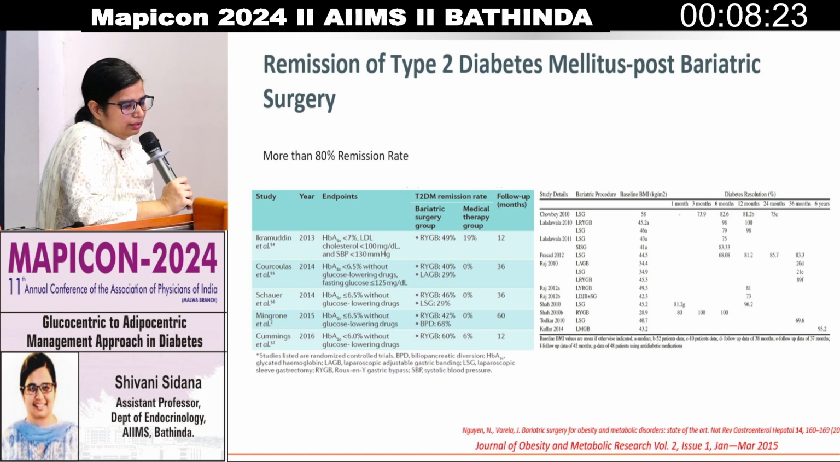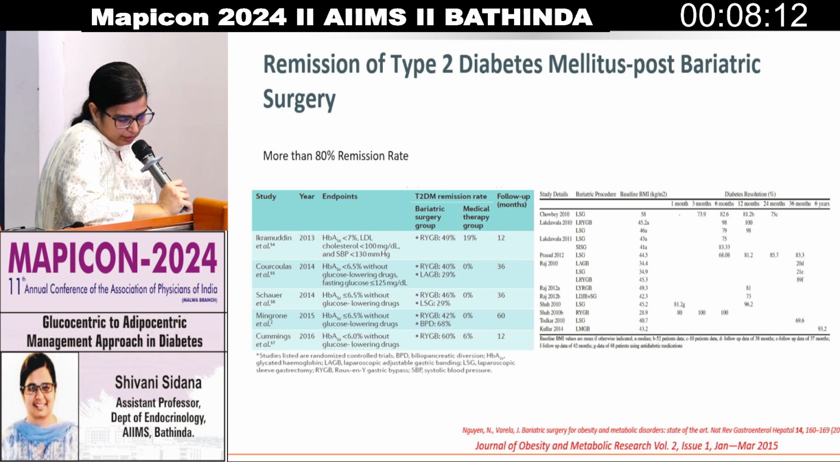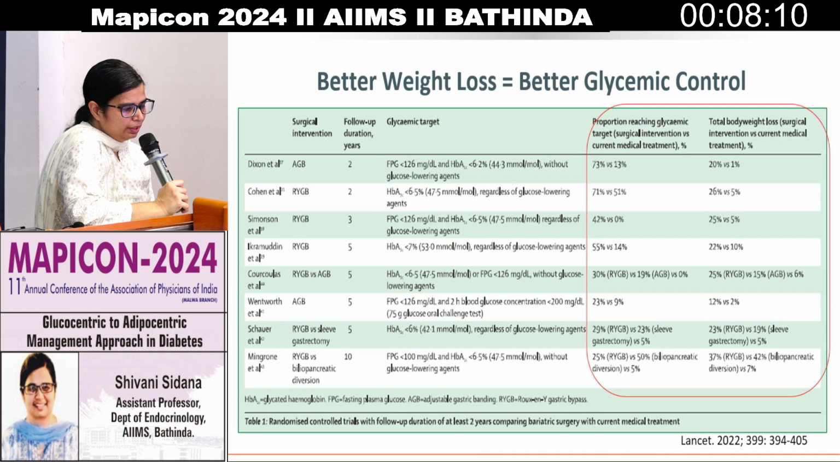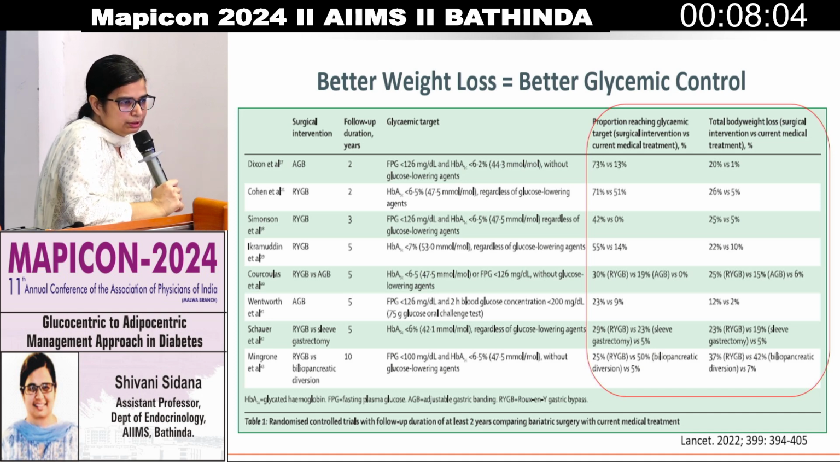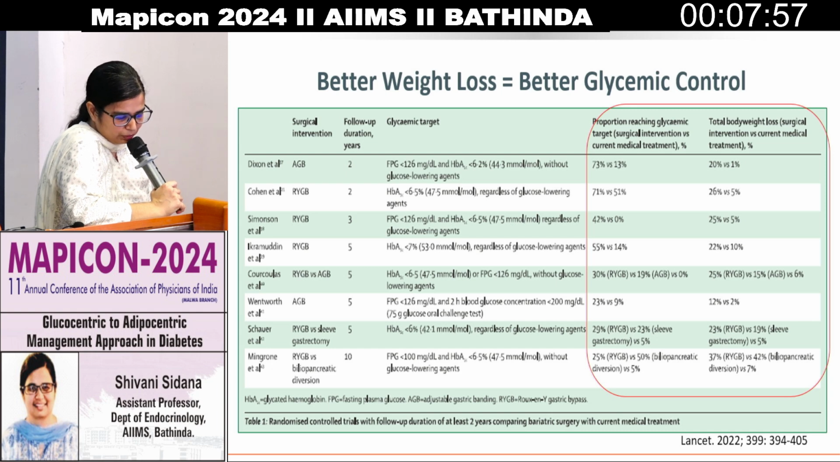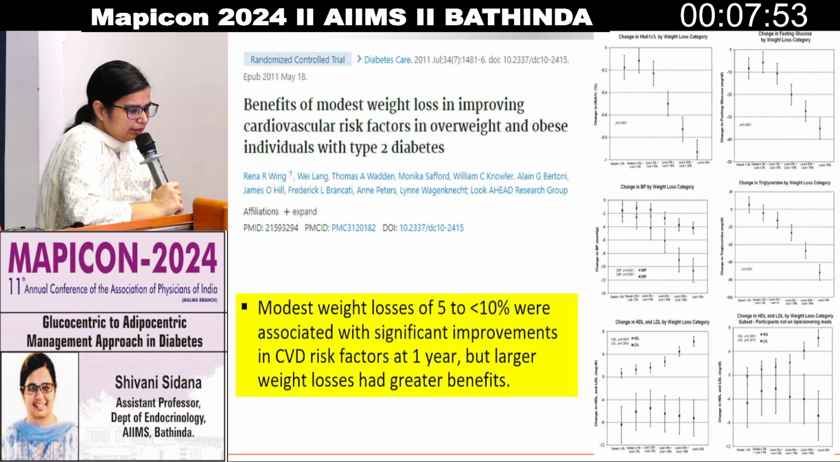seen when the patients have undergone bariatric surgery. It was seen that 80% of patients with diabetes achieve remission if they undergo bariatric surgery. So the more the weight loss, the better the glycemic control. Restrictive procedures have fewer chances of remission, while malabsorptive procedures have more than 90% chances of remission if the patient undergoes bariatric surgery and the patient has diabetes.